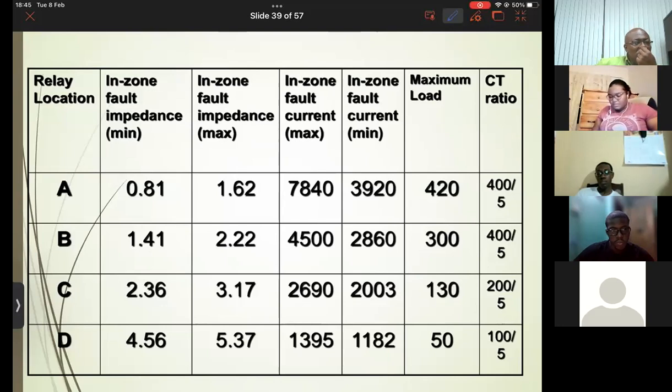But can it ignore them forever? Up to what point should it ignore them? Well, the minimum fault here that A should operate is 3,920. So anything below that. Note, we didn't say anything about operation. All I have calculated are the in-zone fault currents. All right. I know it's late, so let me help you. A must provide backup for B.